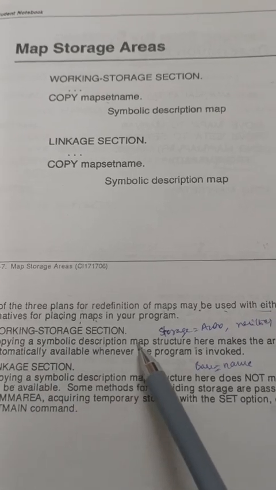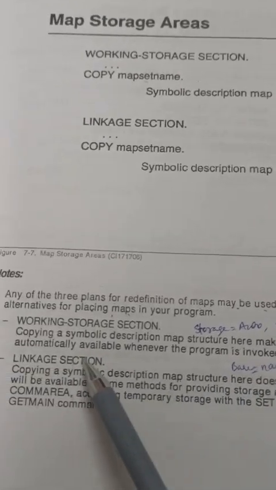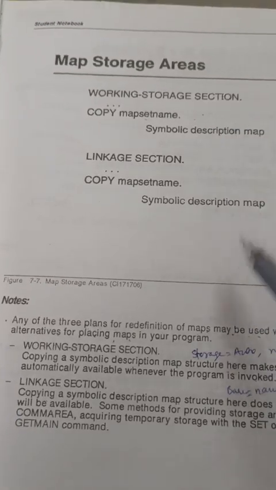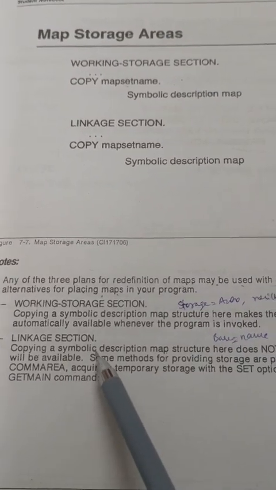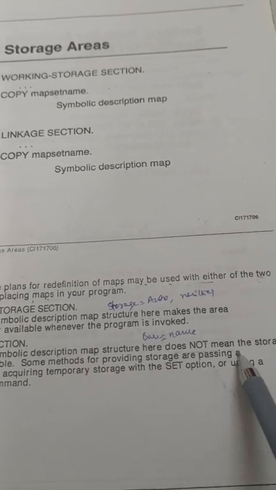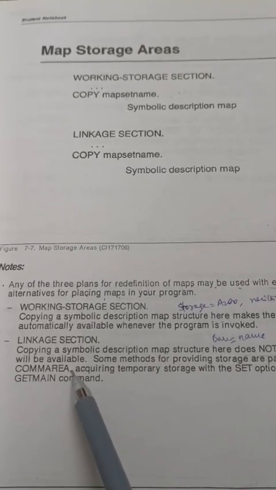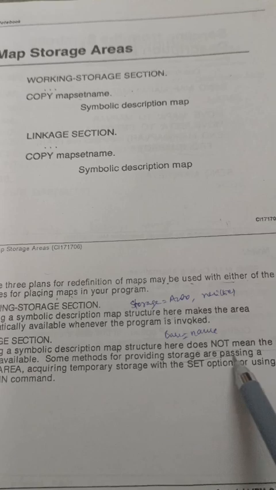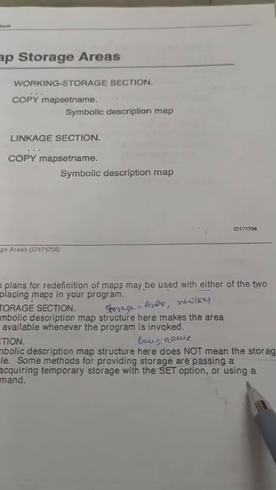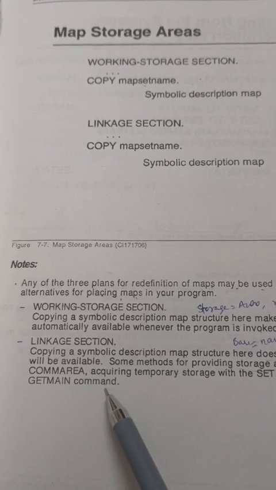Copying the symbolic map description map structure in the working storage section makes the area automatically available whenever the program is invoked. In the linkage section, copying the symbolic map description map structure does not mean storage will be allocated. Some methods for providing storage are passing the common area, acquiring storage with the SET option, or using the GETMAIN command.